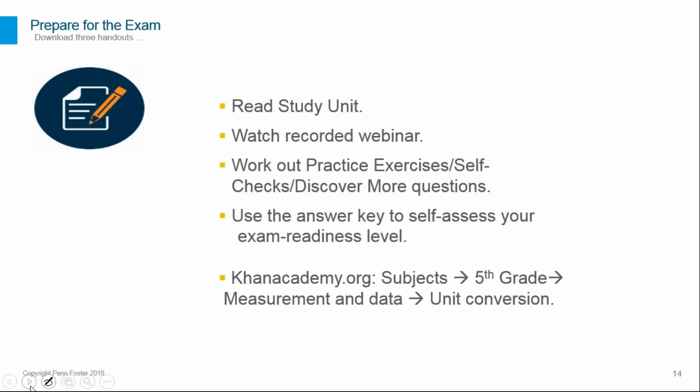Also, an extra resource, it's not mandatory for you to do. Khan Academy has free online videos on math and other subjects. The video that corresponds to today's webinar is, if you go to their website, khanacademy.org, on the top left corner of the screen, click on subjects and click on 5th grade. And then choose measurement and data, and then choose the unit conversion lesson. It's not required, but something extra if you'd like to see extra information or extra resources.